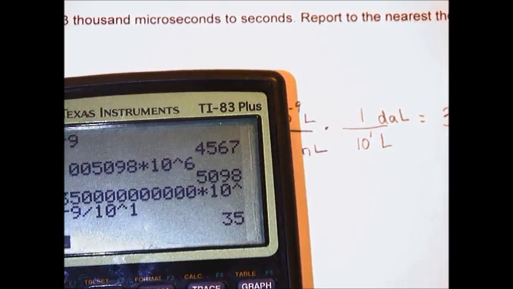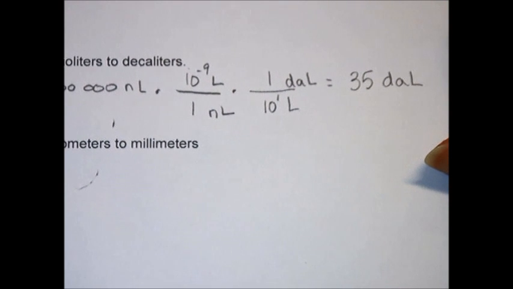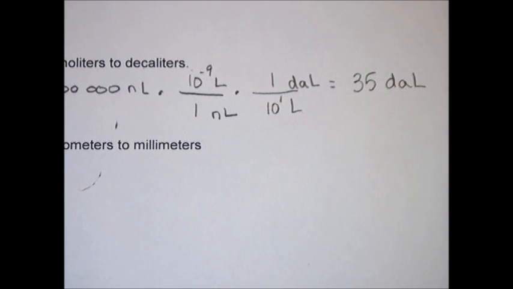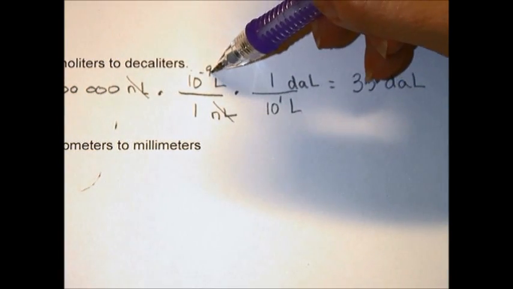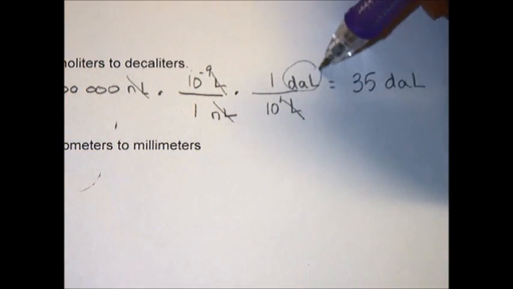And just like we did on the previous problems, I can go through and check that my units all cancel properly by looking for fancy ones. Nanoliters, nanoliters, that's a 1. Liters, liters, yep, just left decaliters.